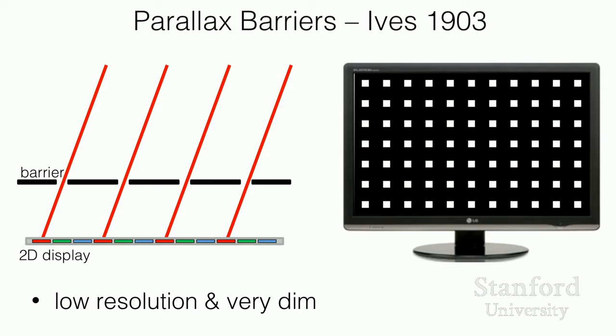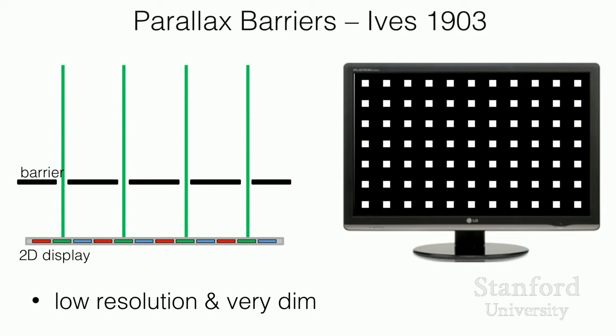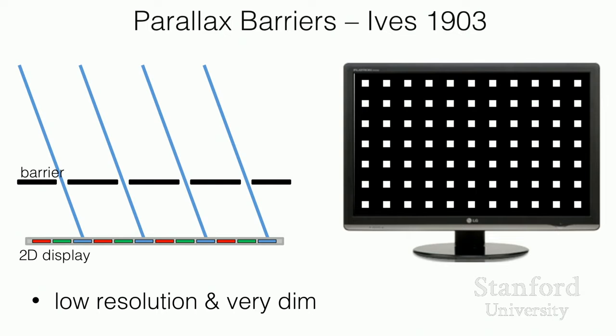Frederick Ives in 1903 invented what he called a parallax barrier. So he mounted an array of pinholes just in front of a 2D display so that when you move around, you see through the pinholes, but every time you only see a subset of the pixels of the screen, and that allows you to see different images from different perspectives. But it's very low resolution and very dark.